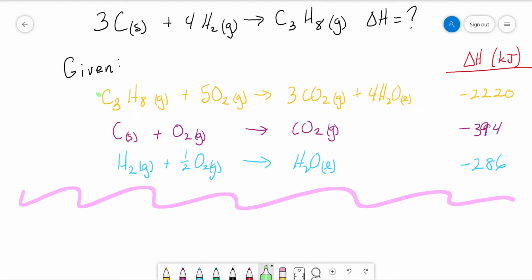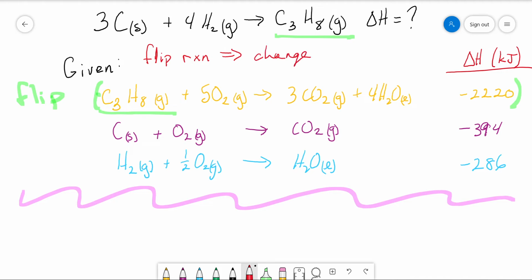The first thing that pops out, C3H8, C3H8. But notice they're on opposite sides of the arrow. That's okay, because I can rewrite this equation. I'm going to write myself some instructions here. I'm going to flip this whole thing, and you'll see what I mean by that in a second. And when you flip a reaction, that means you have to change the sign on delta H. So if you flip a reaction, you got to change the sign.